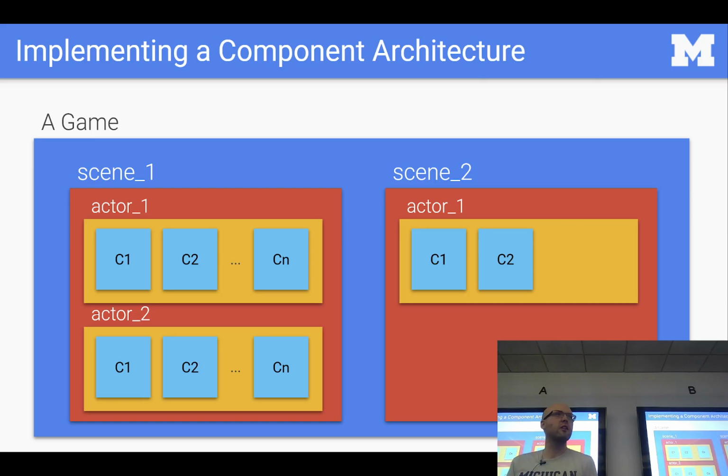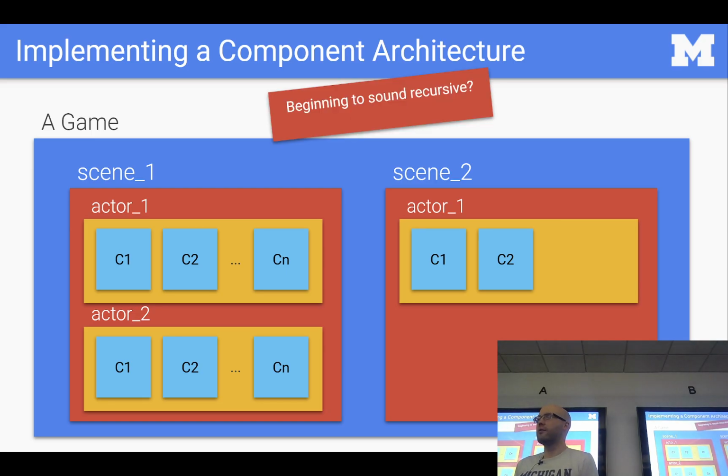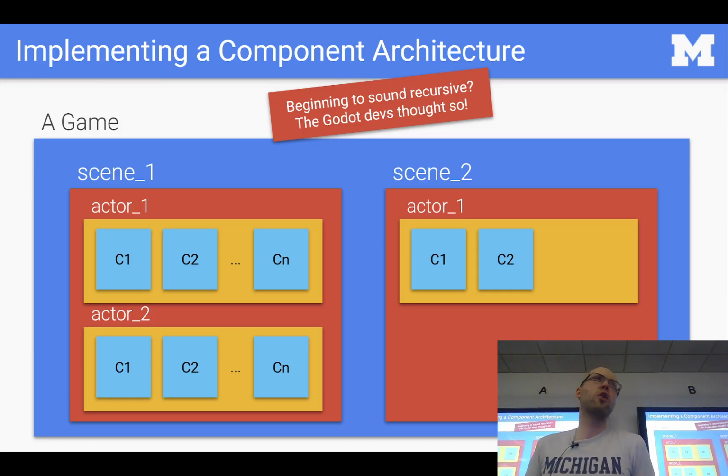This is all starting to feel really recursive, doesn't it? As if they could all be one data type. And if you've ever explored Godot, you'll know that they felt very similarly, because the way that Godot is structured is that basically everything is a node. Even your levels are a node, okay? Your actors are a node, and if you set up a component architecture, your components are nodes, okay? It's nodes all the way down.